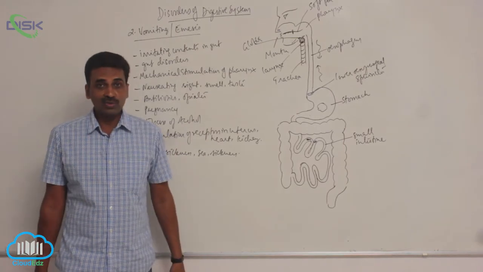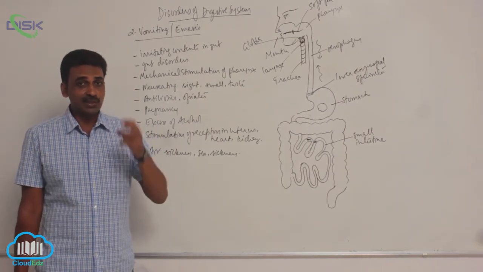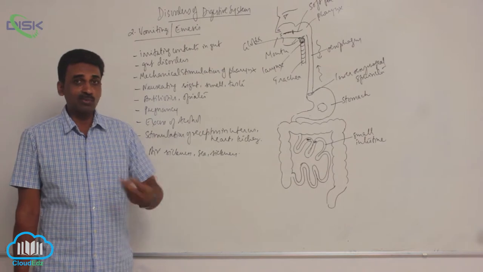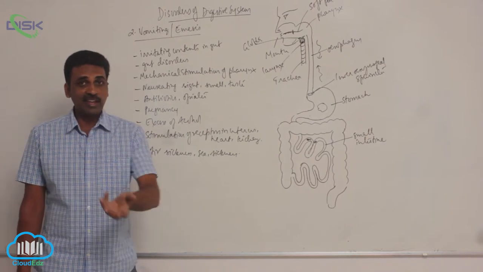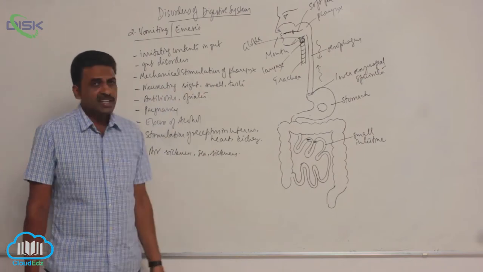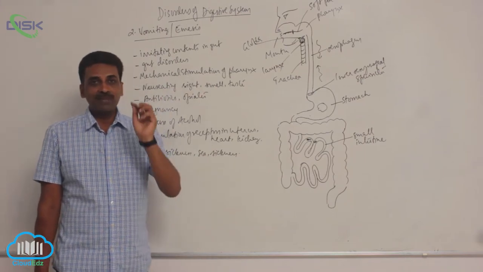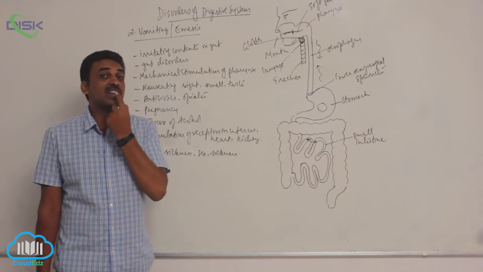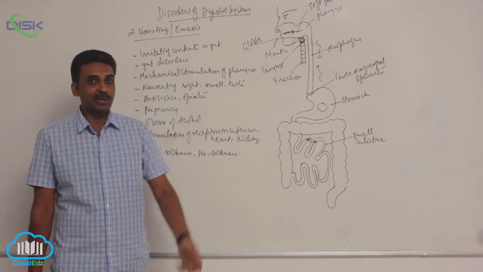Certain gut disorders. When there is disease in some part of the digestive system, there is vomiting. For example, in typhoid, the intestine is affected, and there are vomitings. Mechanical stimulation of pharynx. In children we can see that when you stimulate the pharynx, they vomit.